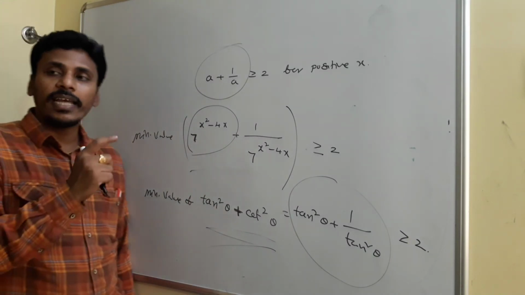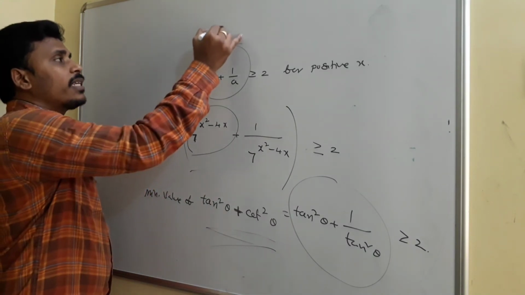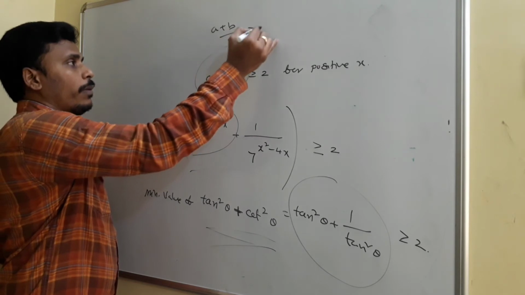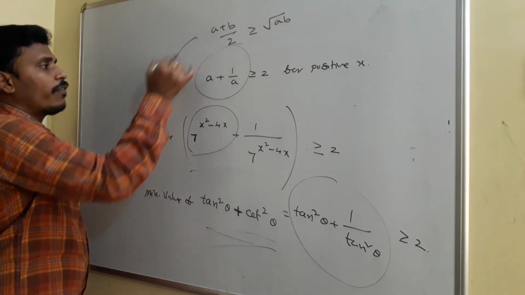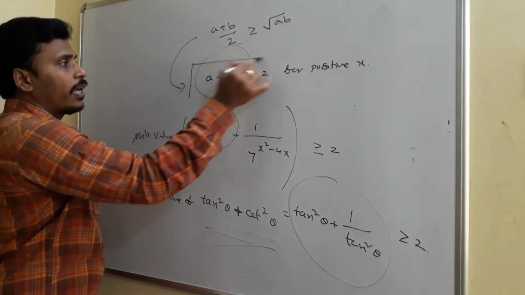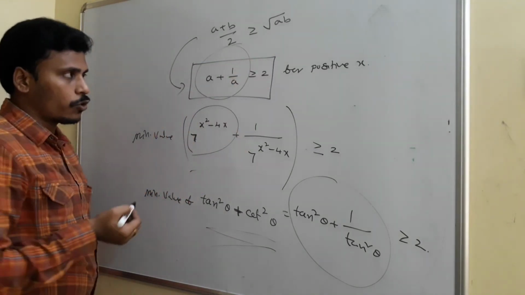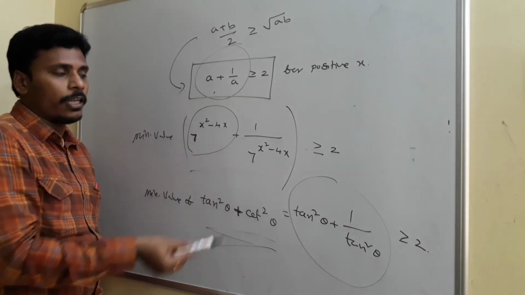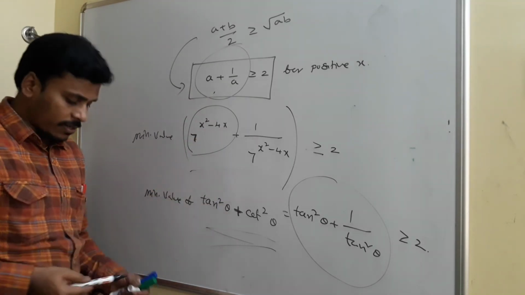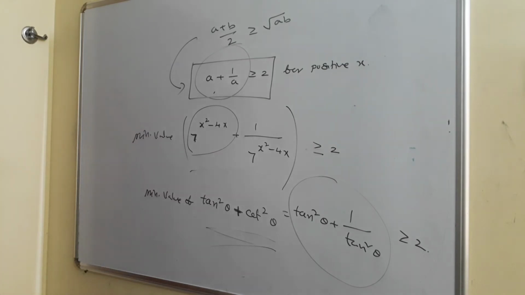The first basic idea is arithmetic mean is greater than or equal to geometric mean. a plus b by 2 is greater than or equal to root ab. From there we have this particular idea that a plus 1 by a is greater than or equal to 2. Using this we can find the minimum values for many problems like this. Just have a look at this. I will give you the next task.